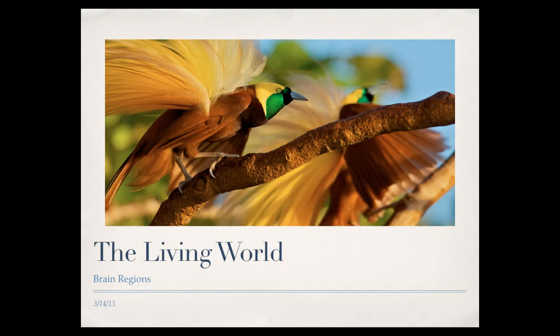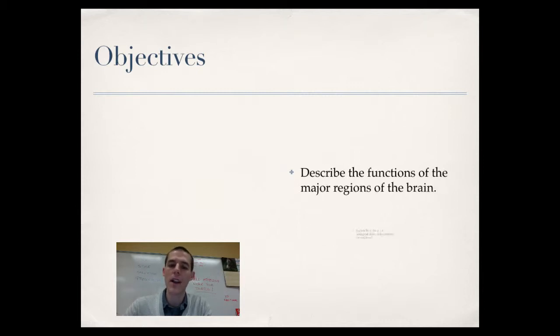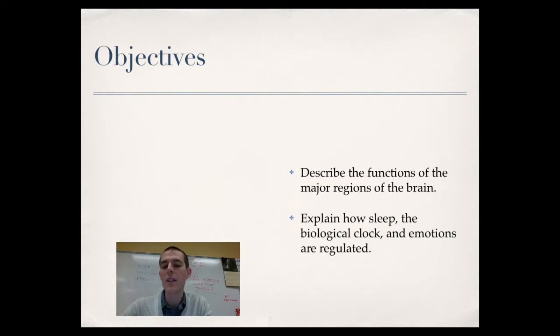So today we're talking about brain regions. Let me get your objectives, and then we'll get on into it. By the end of the video, know or be able to do the following things. First of all, be able to describe the functions of the major regions of the brain, and after that, explain how sleep, the biological clock, and emotions are regulated.